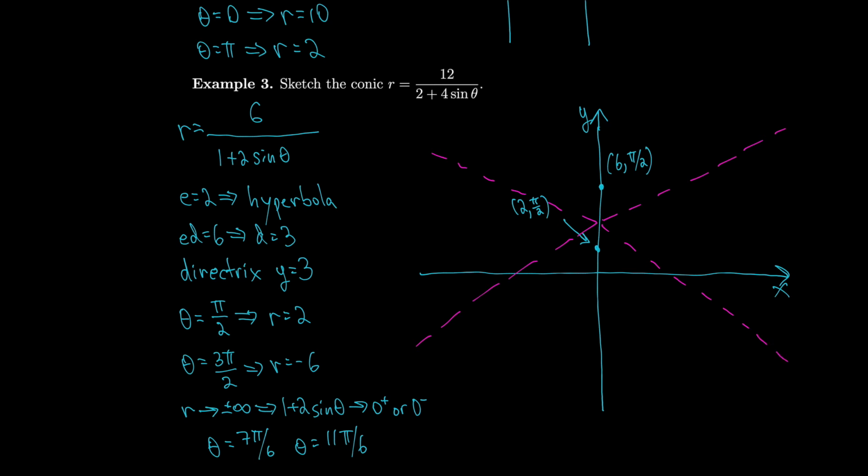Okay, so those are my asymptotes parallel to theta equals 7 pi over 6 and theta equals 11 pi over 6. And at this point, how about we put in our directrix too? So our directrix will be the line y equals 3. And our focus is the origin, of course, because all of our polar conics have focus at the origin.